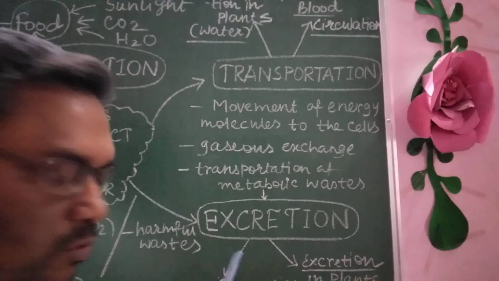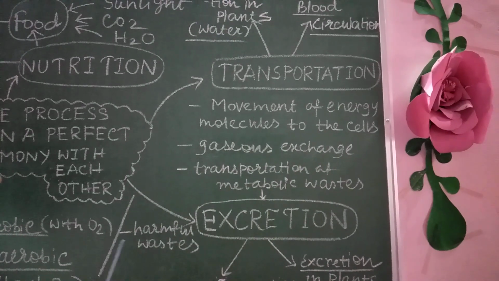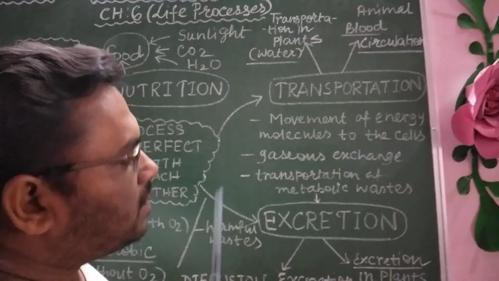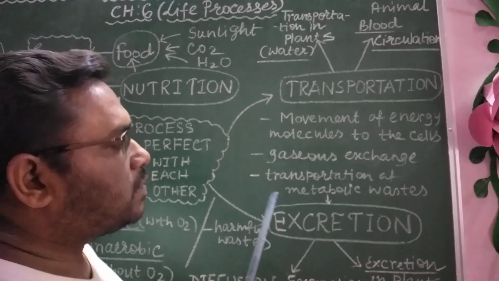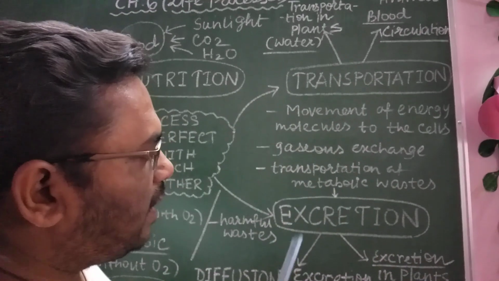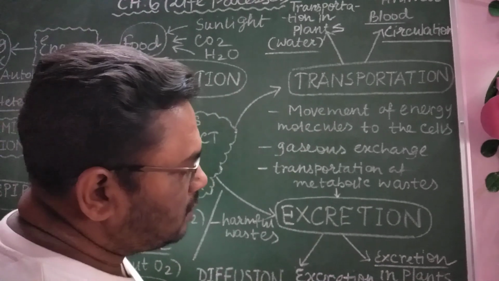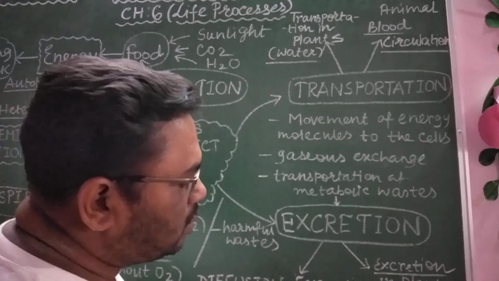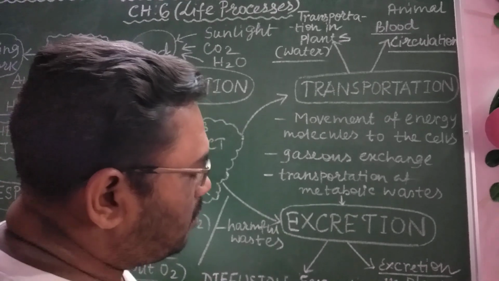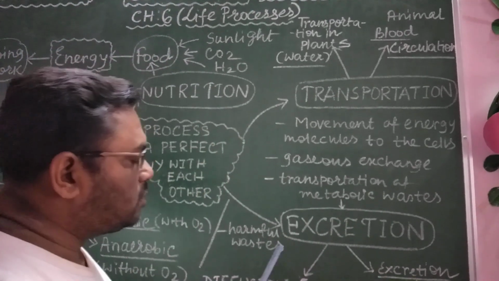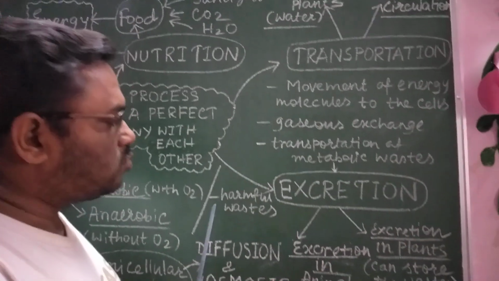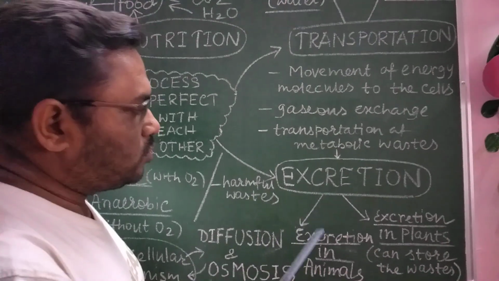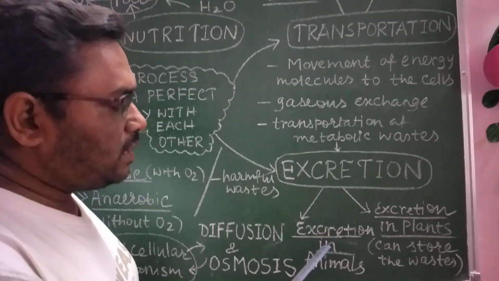What are these metabolic wastes? During these biochemical reactions, lots of waste materials are produced. These waste materials are not harmful for the plants. That's why plants do not have any excretory system. In plants, they can store the metabolic wastes, but in animals they cannot store these metabolic wastes because these wastes are harmful for the animals. That's why animals need an excretory process and excretion system.